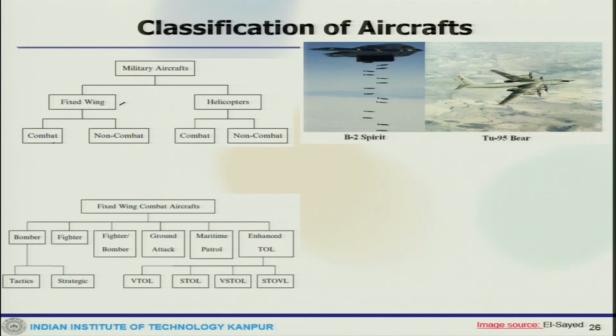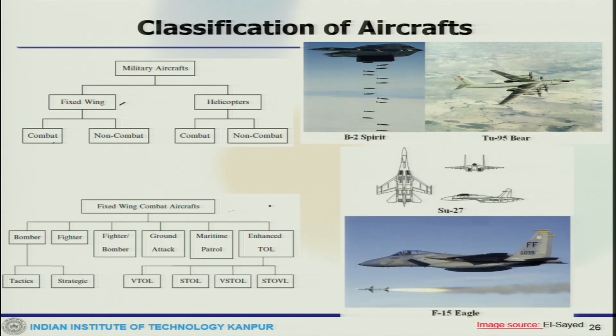Now this is what we are talking about in combat aircraft. So there could be bomber, where, as I said, there could be tactical and strategic. Then you have fighter. These are used for air-to-air combat with other aircraft. So these are called the fighters. They are small, fast, and maneuverable. Then the fighter is also sometimes used colloquially for designated ground attack aircraft.